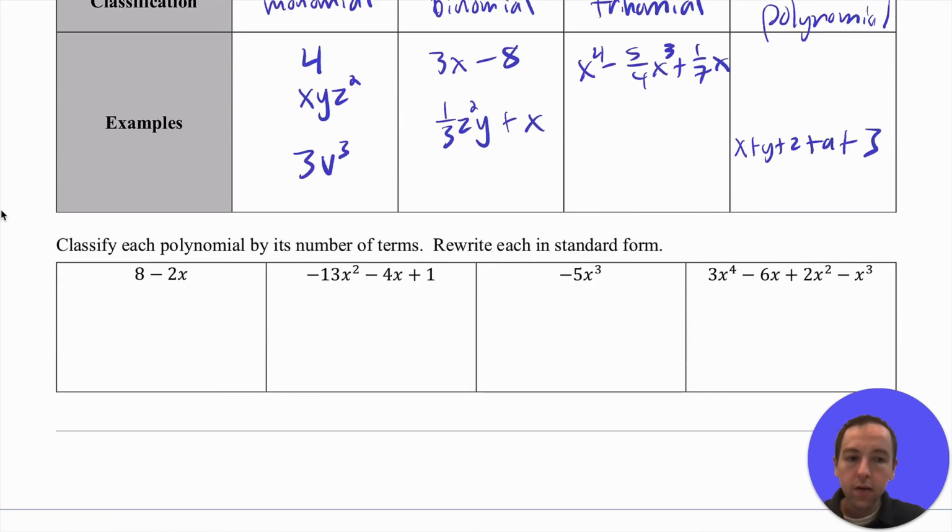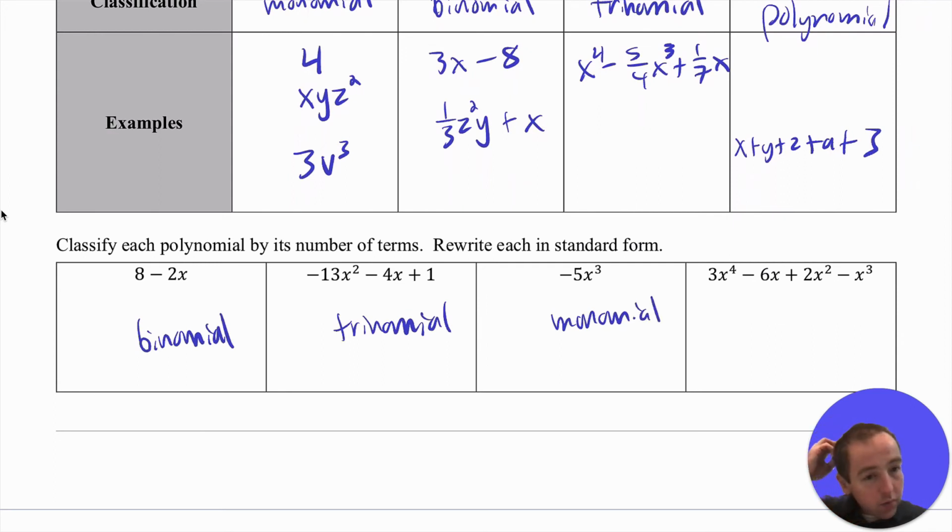So when you take a look at these examples right here, when you classify the polynomials by the number of terms, it turns out that that's a binomial. This is a trinomial. This right here, you would classify as a monomial. The last one has 4 terms, so you would just call it a 4-term polynomial. And then not all of these polynomials are in standard form.